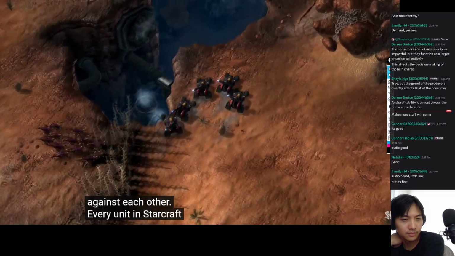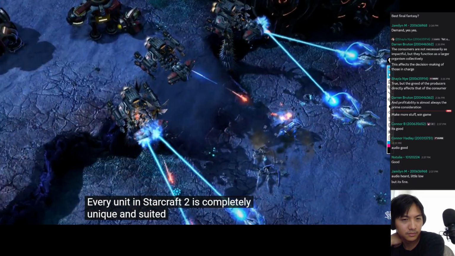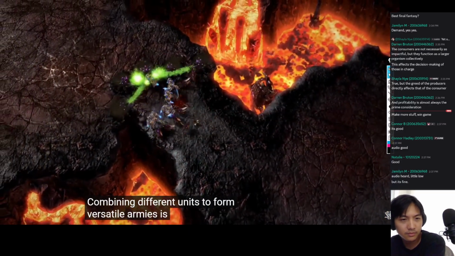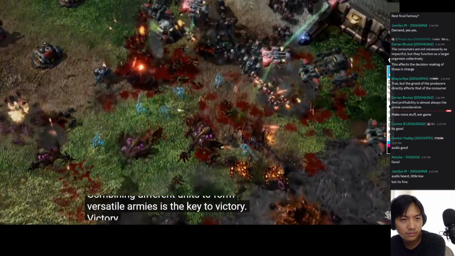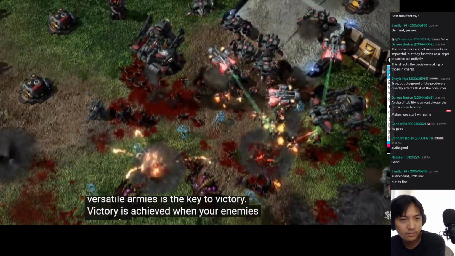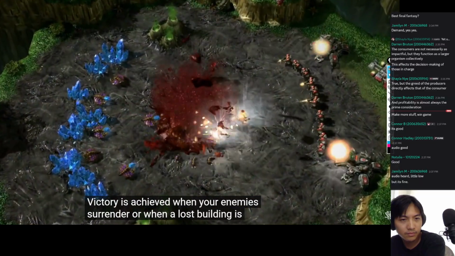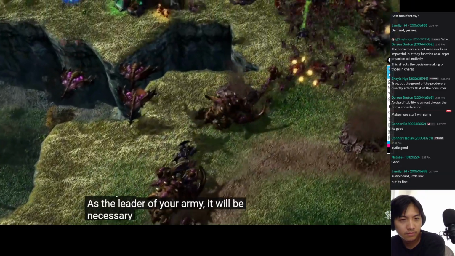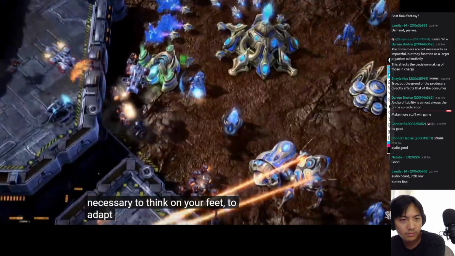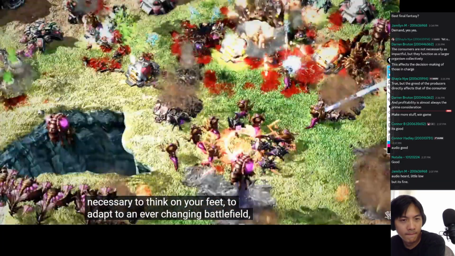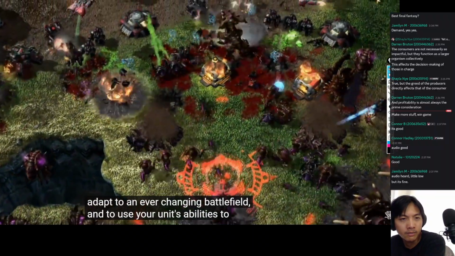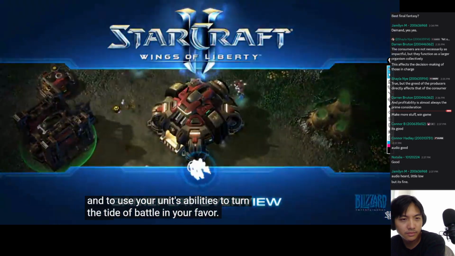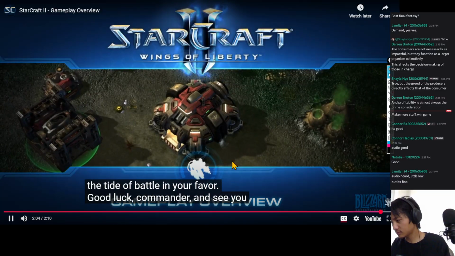Every unit in StarCraft 2 is completely unique and suited to a specific task. Combining different units to form versatile armies is the key to victory. Victory is achieved when your enemies surrender, or when a lost building is destroyed. As the leader of your army, it will be necessary to think on your feet, to adapt to an ever-changing battlefield, and to use your unit's abilities to turn the tide of battle in your favor. Good luck, Commander, and see you on the battlefield.